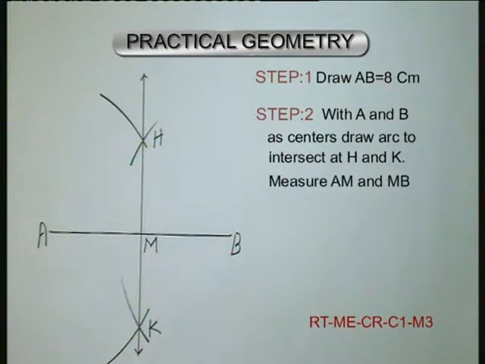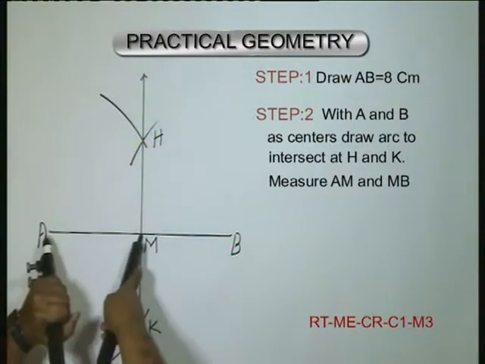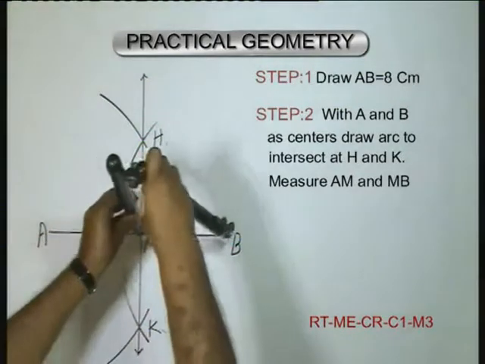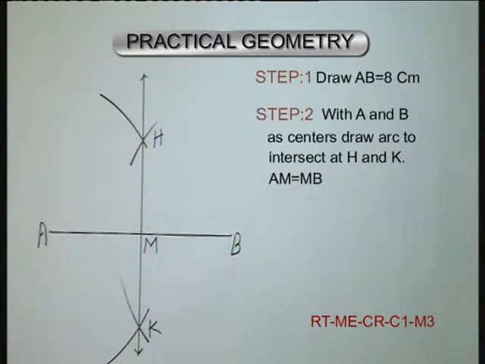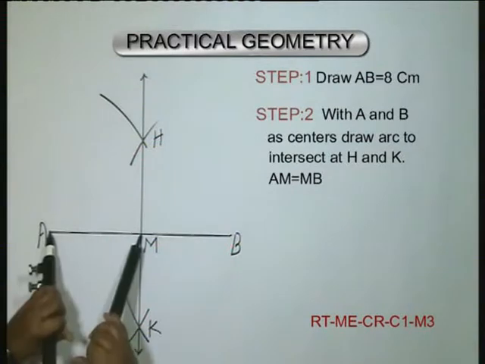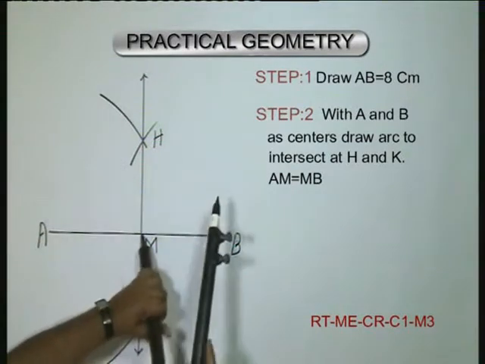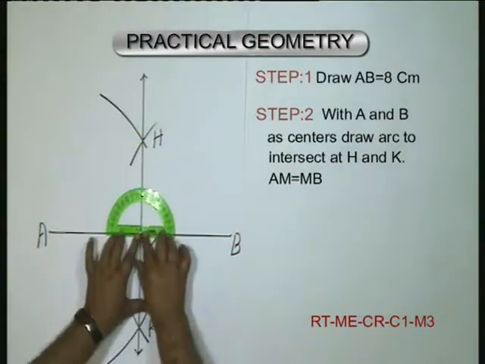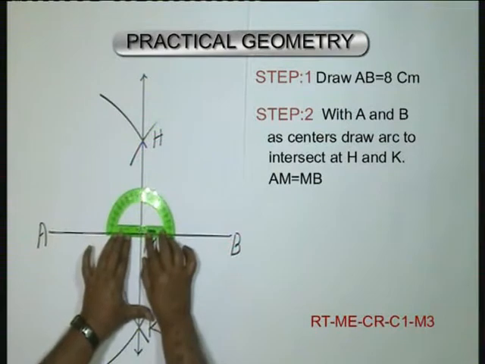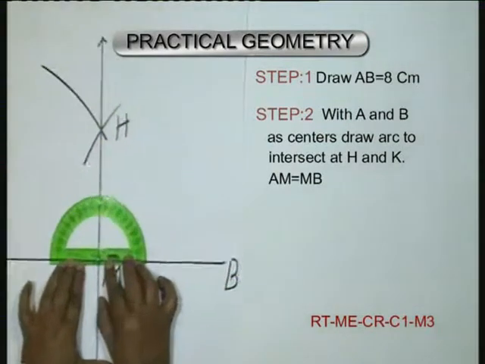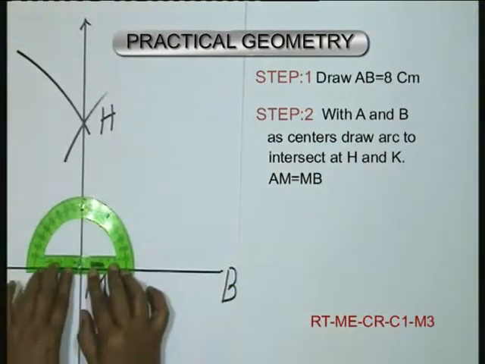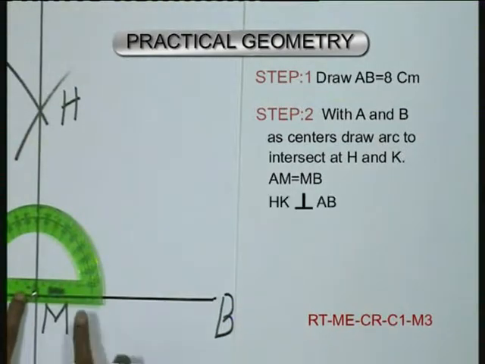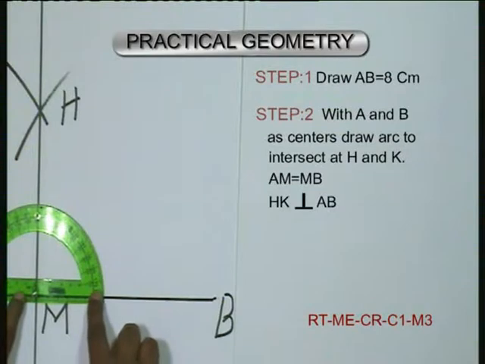Measure AM and MB. AM is equal to MB. Measure angle AMH. Angle AMH is equal to 90 degrees. Therefore, HK is the perpendicular bisector of AB.